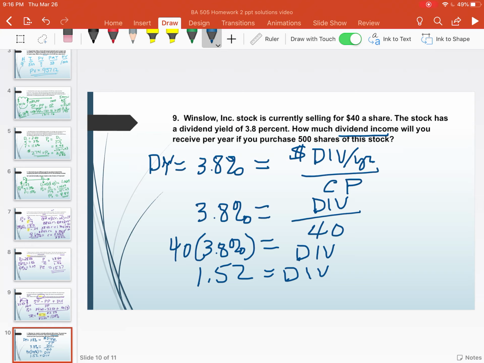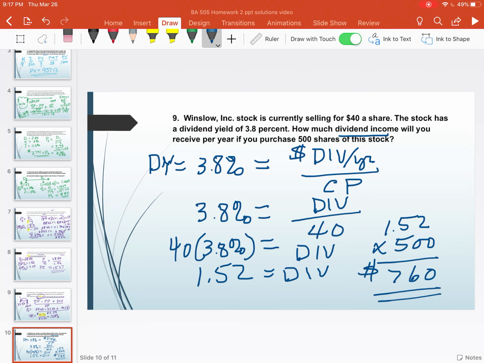But we have 500 shares. The problem is asking how much dividend income you will receive per year if you purchase 500 shares of this stock. So it's simply $1.52 times 500, and that's going to equal $760.